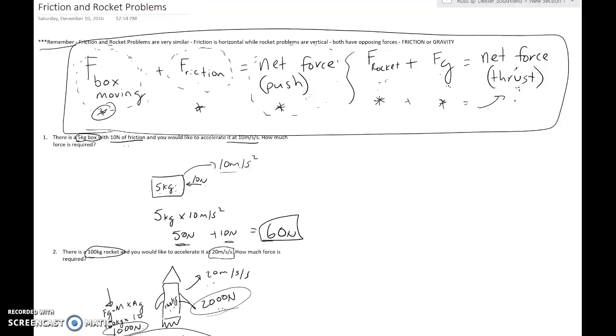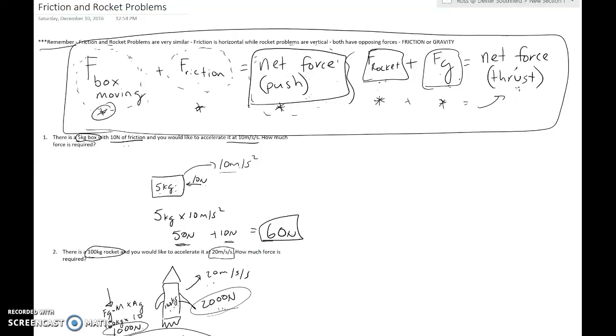So in both cases, we want to understand that what we're talking about here are opposing forces. The force of the rocket and the force of gravity are two opposing forces. So if you still want that object to accelerate in spite of gravity, you need to give it more force. If you want that box to move in spite of friction, you're going to have to increase the push, the net force that you give that box so that it starts moving.